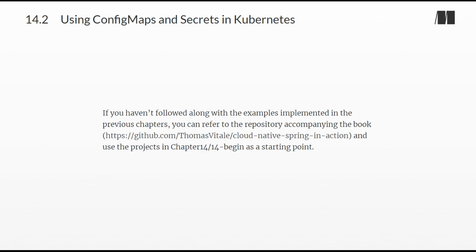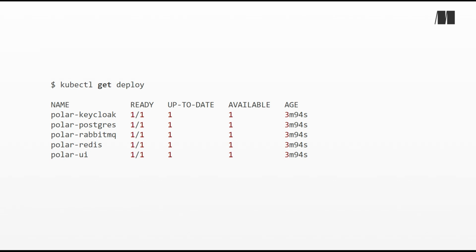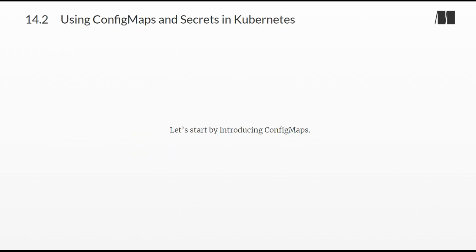Note: if you haven't followed along with the examples implemented in the previous chapters, you can refer to the repository accompanying the book, see this link, and use the projects in Chapter 14/14 begin as a starting point. The command will take a few minutes to complete. When it's finished, you can verify that all the backing services are ready and available with the following command. Let's start by introducing ConfigMaps.